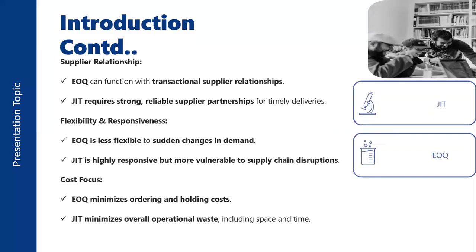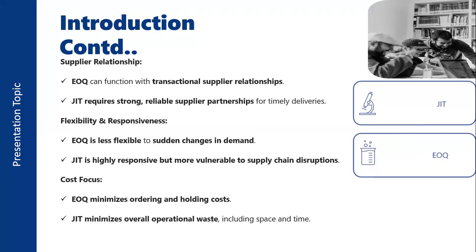From the supplier side, the difference between EOQ and GIT is that EOQ focuses on a transactional supply relationship. That means in and out. But GIT requires a stronger, more reliable supplier partnership for long-term delivery.